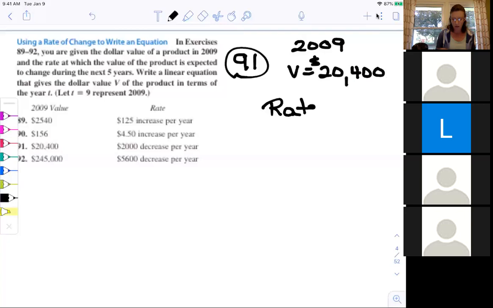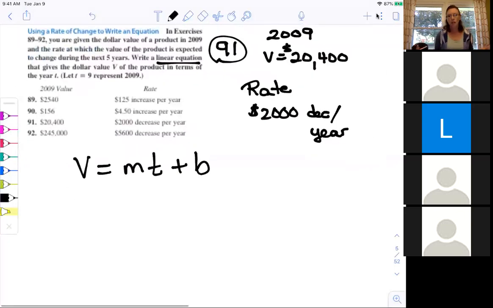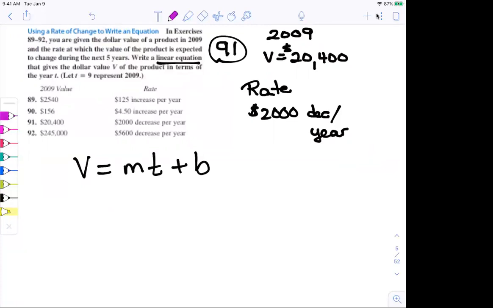So the rate of the product is an increase or decrease per year. How can I take information from the equation? Why did you use negative 2,000 as m, Peter? Because it's decreasing. Yeah, so the annual rate of change is the slope. In an application problem, the slope really applies to information or a result. So we said the slope is negative 2,000.